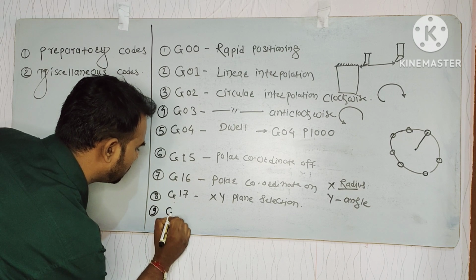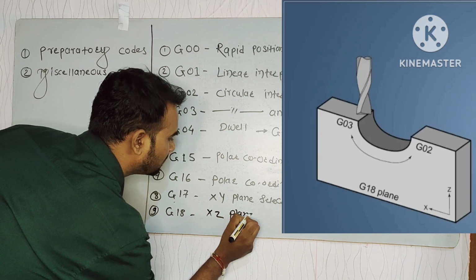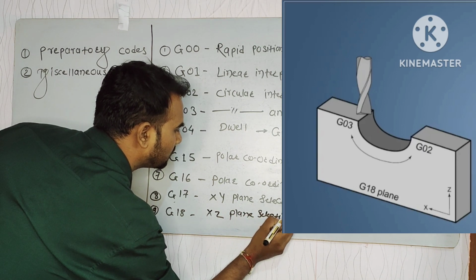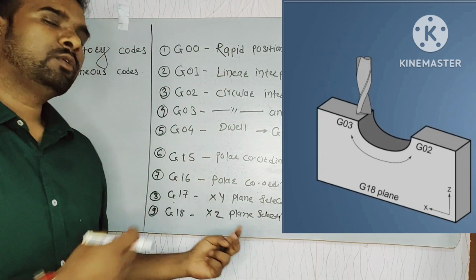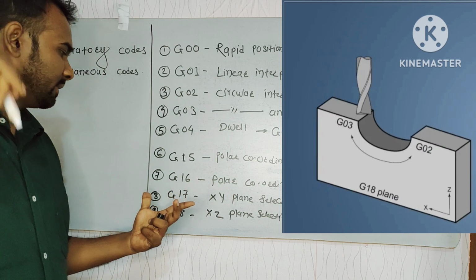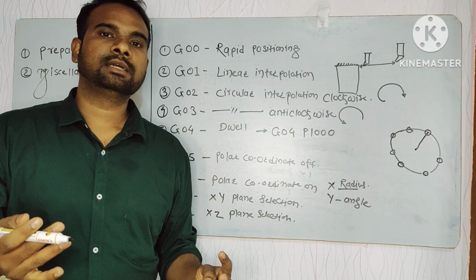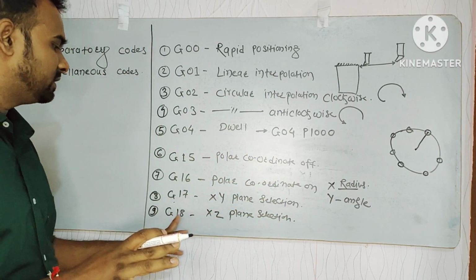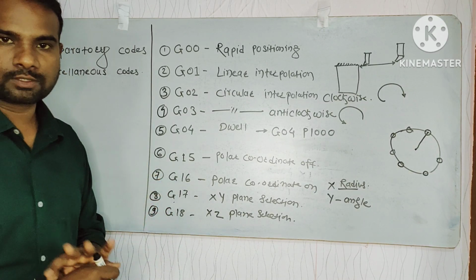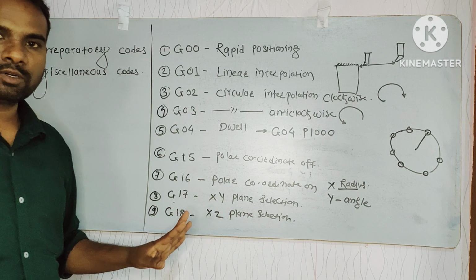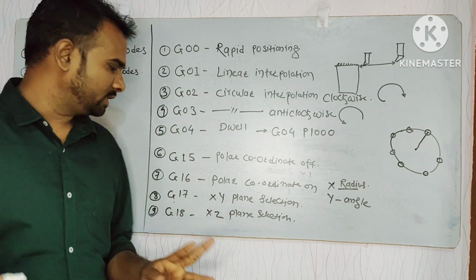G18 means XZ plane selection. You can watch in the picture what XZ plane selection is. If you want to do circular interpolation in the X and Z axes, at that time you have to activate the G18 code, otherwise it will not be applicable. This is not activated by default. You have to activate G18 manually, and after that you can do interpolation in the X and Z axes.